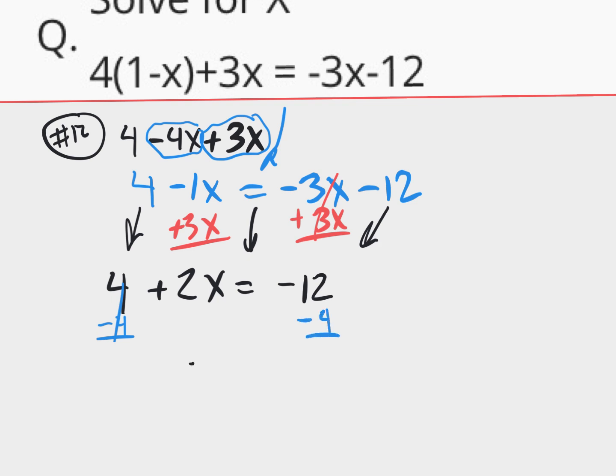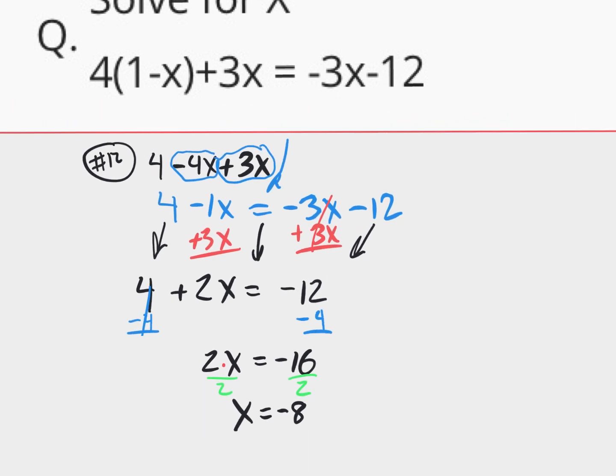Your new equation is going to be 2x equals negative 12 minus 4 is negative 16. That's really saying 2 times x equals negative 16. I need to get rid of that multiplication of 2. I'm going to divide by 2, giving us our final answer, x equals negative 8. Again, x equals negative 8. That's what we type in.